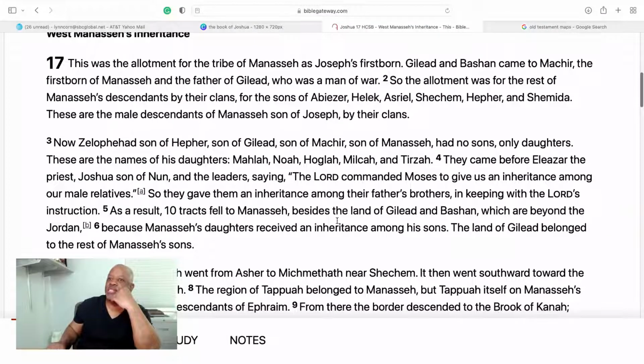Chapter 17, verse 1. This was the allotment for the tribe of Manasseh as Joseph's firstborn. Gilead and Bashan came to Machir, the firstborn of Manasseh, and the father of Gilead, who was a man of war. So the allotment was for the rest of the Manasseh descendants by their clans: the sons of Abiezer, Helek, Asriel, Shechem, Hepher, and Shemida. These are the male descendants of Manasseh, the son of Joseph, by their clans.